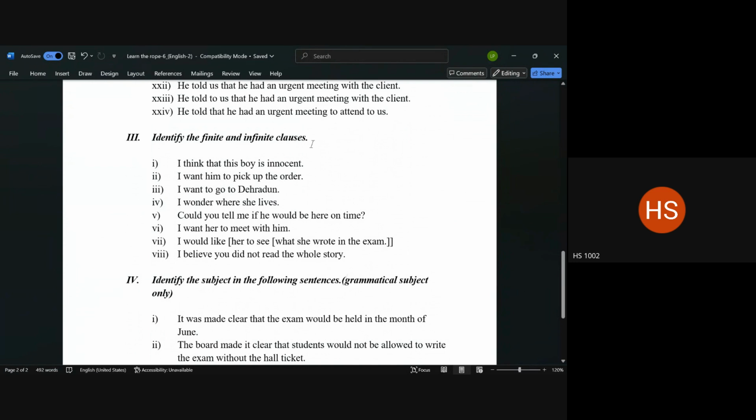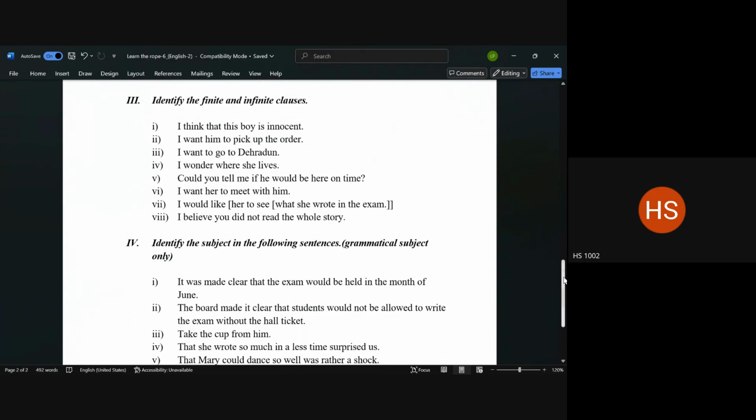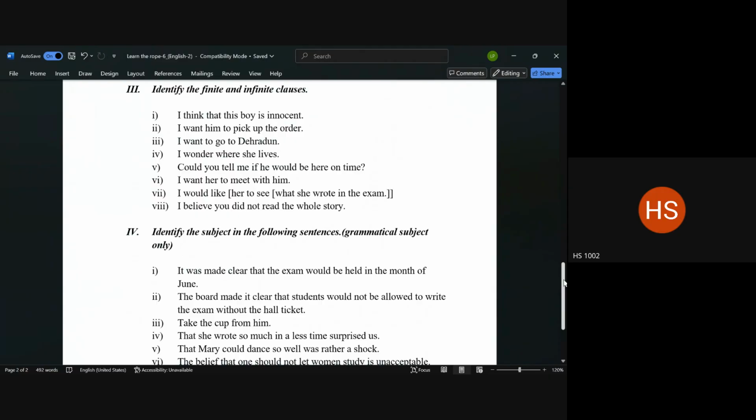This is on finite and infinite clauses. Let's do one thing. We'll do it for the next class. I don't think we'll be able to finish it in 10 minutes. So I need to discuss a little bit on both grammatical subject also and finiteness. So we'll continue with this worksheet in the next class. And if you are able to finish it in half an hour, we'll take up the next one. Okay.